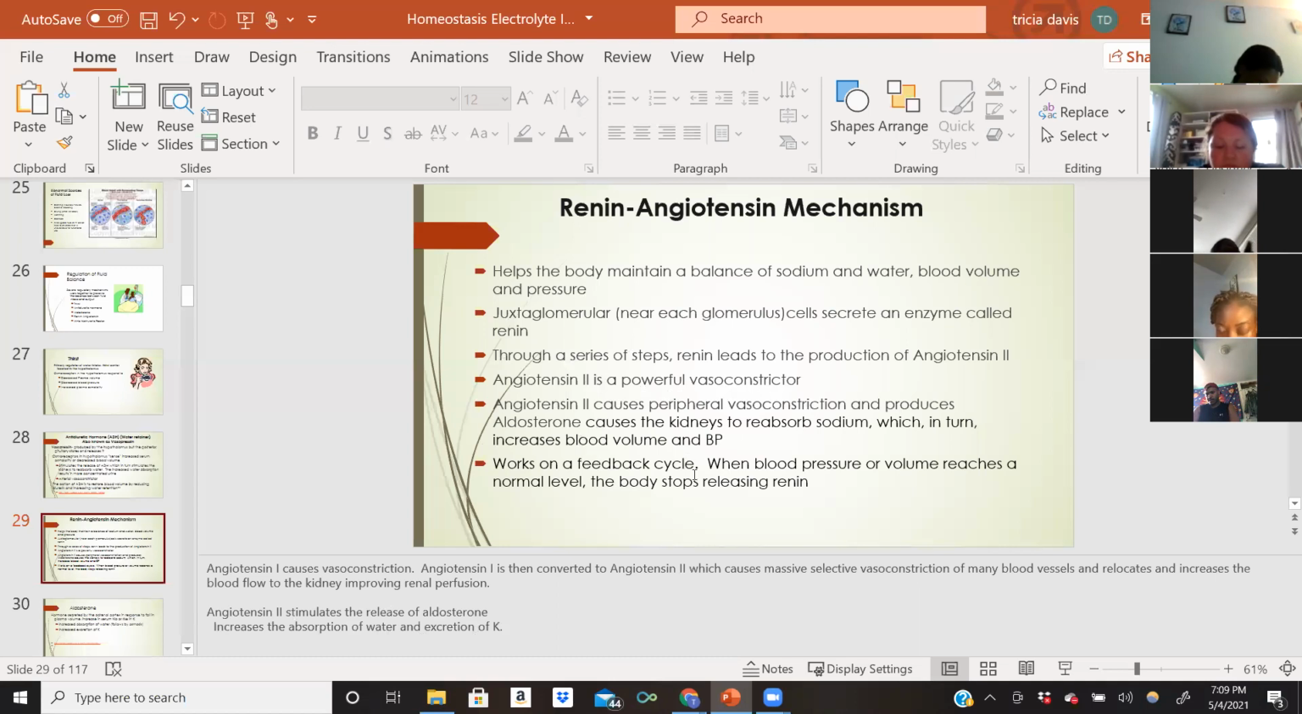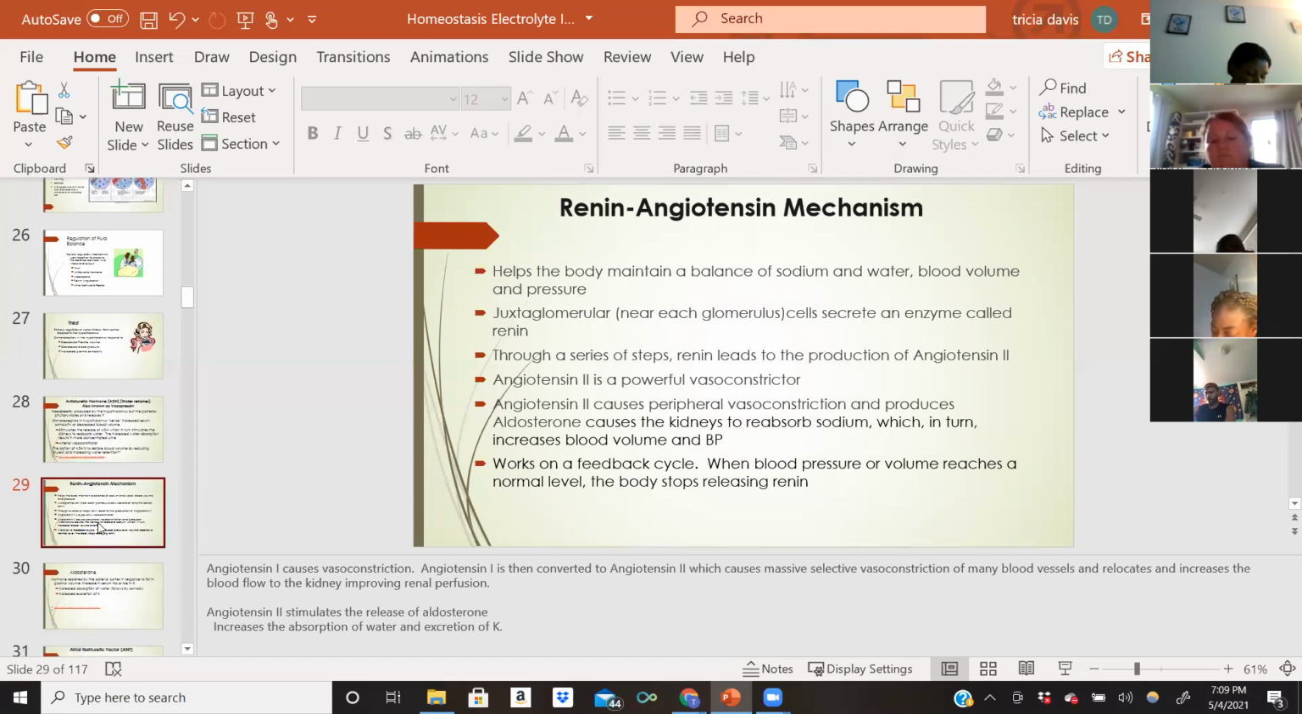And it works on a feedback cycle. So when the blood pressure or the volume reaches a normal level, then the body's going to stop releasing renin, okay? So this is the renin-angiotensin mechanism. It's gonna cause the kidneys to reabsorb sodium. We know wherever sodium goes, water goes, right? So water's gonna follow that sodium that the body's holding on to, and it's going to increase our blood volume and our blood pressure because we're holding on to sodium, so we're gonna hold on to water. And then when we have enough, that system is going to stop.